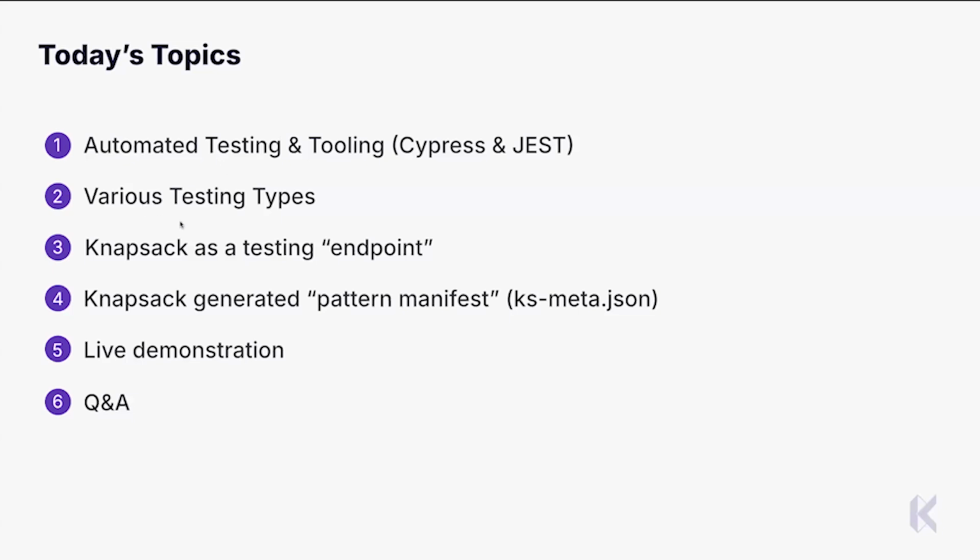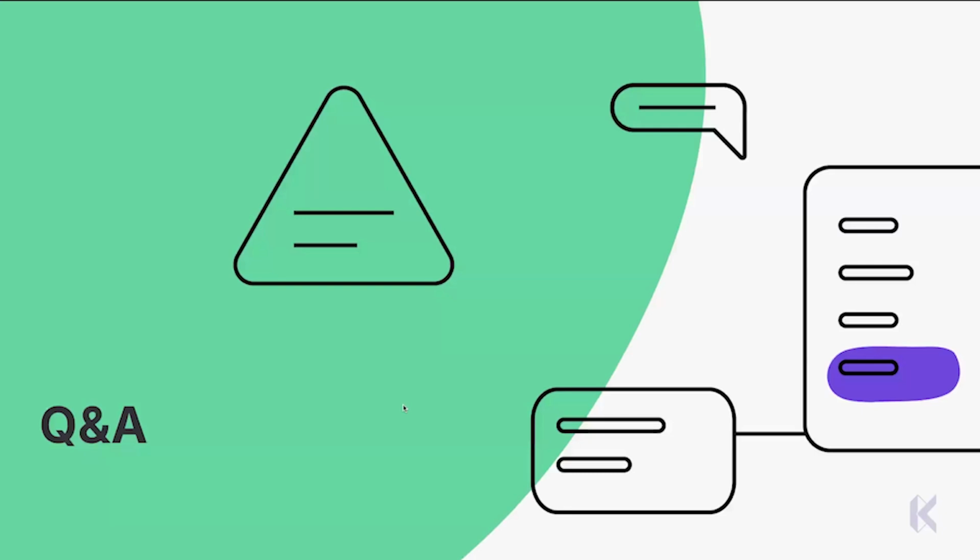We talked about the various types of testing. We didn't go super deep into each one, but they're fairly known concepts, so if there's any gray area, please let us know and we can go over them again. We talked about Knapsack as a testing endpoint, with the isolated URL patterns and that KS meta JSON file. The helper function we wrote for Cypress bakes all of this in. And then, of course, we did our live demonstration.